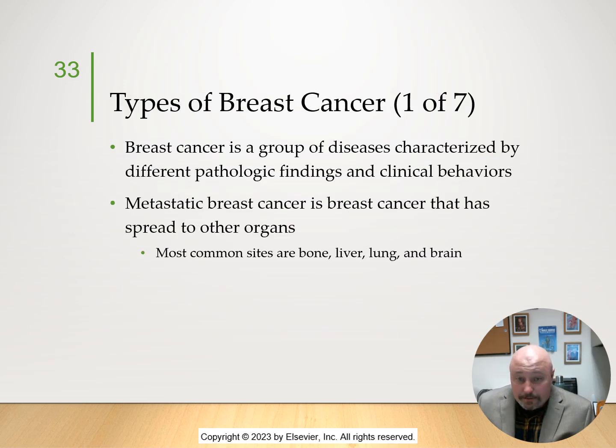There are many different types of breast cancer, and this is a group of diseases characterized by different pathological findings and clinical behaviors. Metastatic breast cancer is one that can spread to other organs, most common sites being liver, bone, lungs, and the brain.